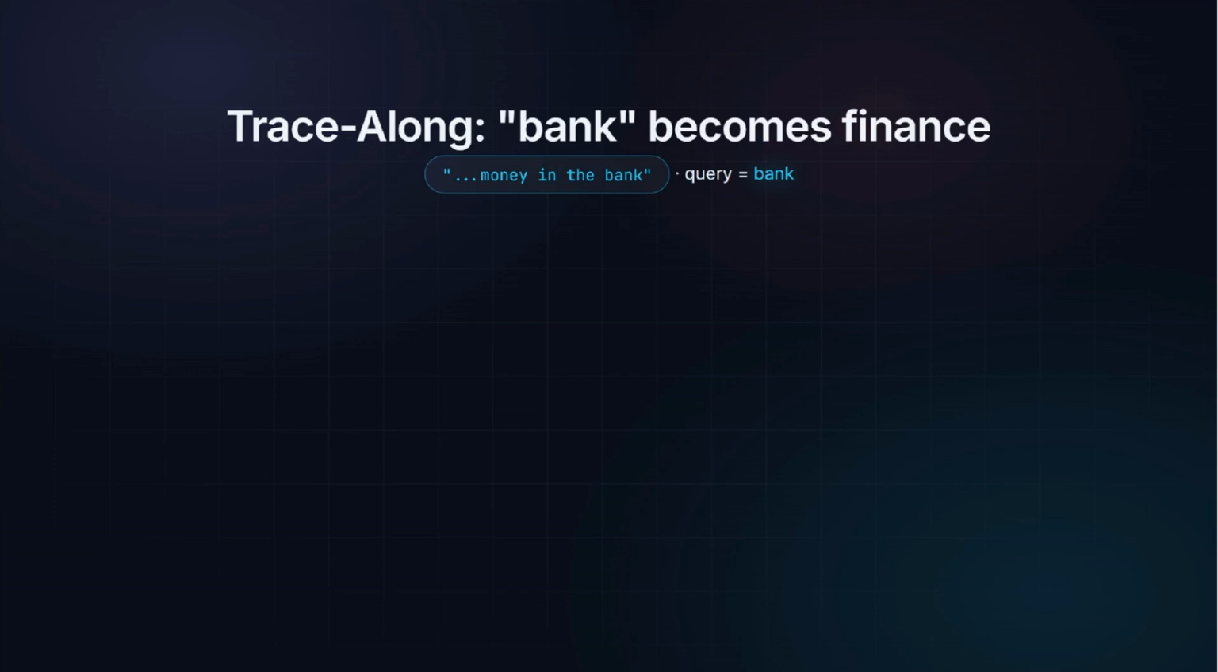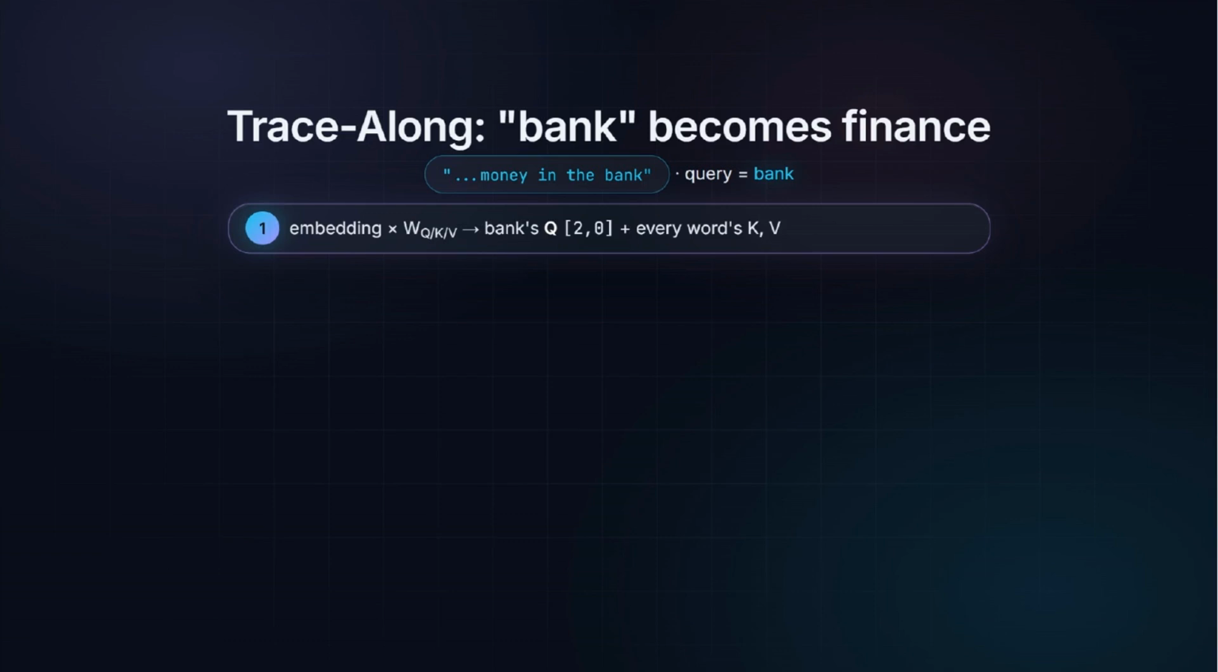Let's put all 4 steps together in one trace for bank in "money in the bank." First, multiply bank's embedding by W-q, W-k, W-v to get its query, and do the same for every word to get all the keys and values.